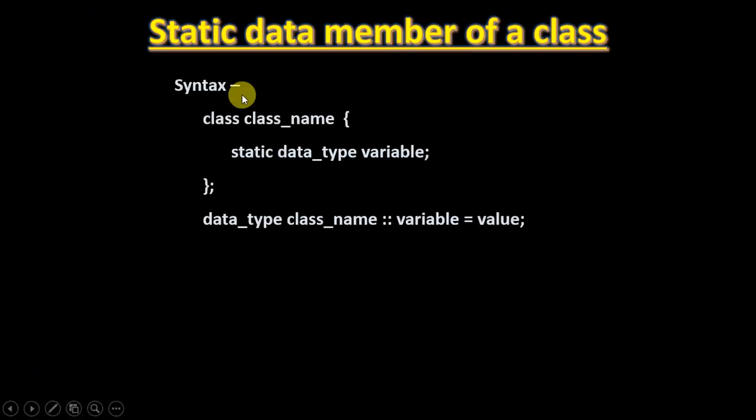Now take this syntax: you have to write class, the class name, and just like how you give the normal data member declarations, in the same way you have to give the static data members also. The static keyword is a must, then data type and variable name. You cannot assign the value here. Outside the class you have to redeclare like this: the data type, the same data type, then the variable, and this variable belongs to this class. So you give the class name, scope resolution, variable equals value.